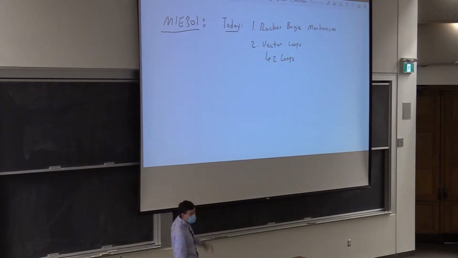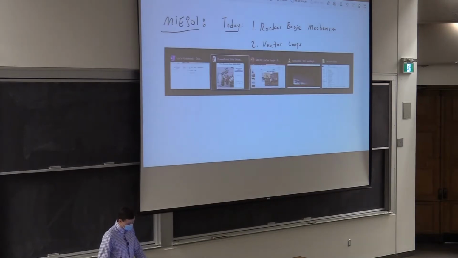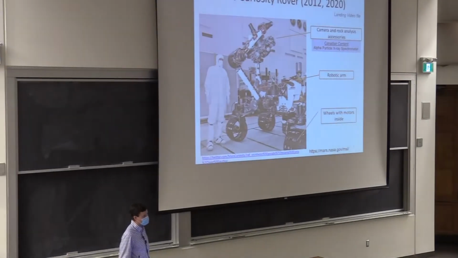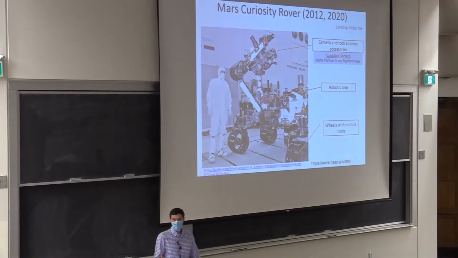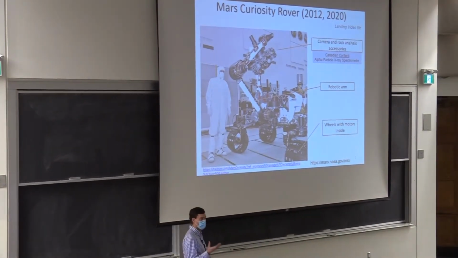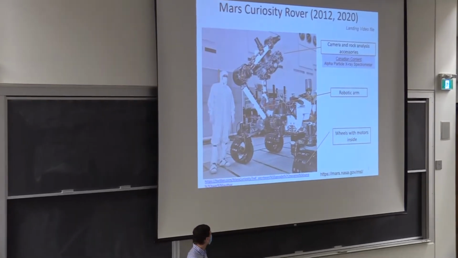So before we do this, I'm going to show you an interesting mechanism. This is a little aside. This is a mechanism called a rocker bogie. A rocker bogie is a unique kind of mechanism, and it's not used a lot. But where it's used really commonly is for rovers on the moon or Mars.